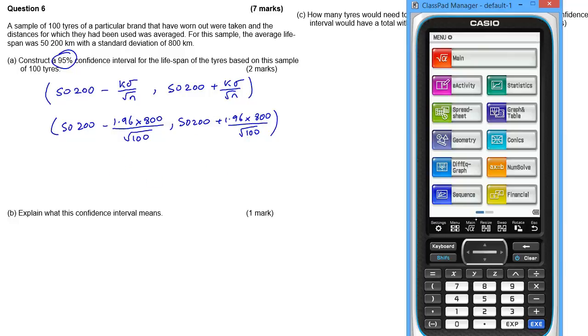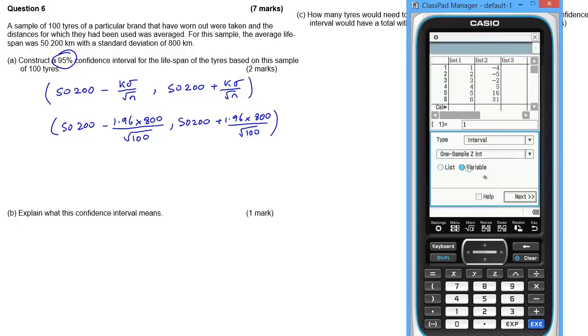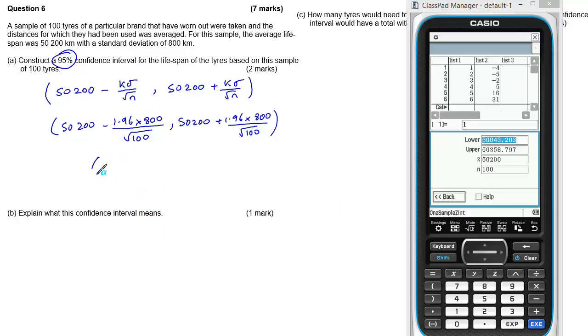We can just go to the calculator and go into interval, and we want variable and confidence level 0.95. Our sigma is 800. Our mean is 50,200, and we've got 100 in the sample, and so that's 50,043 up to 5357.